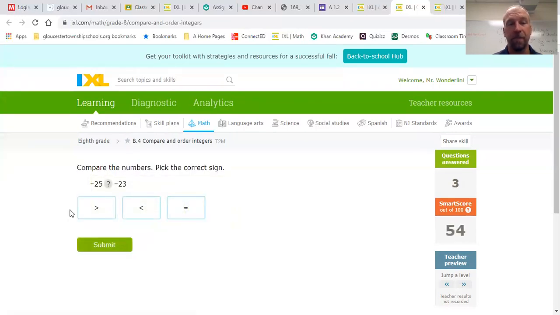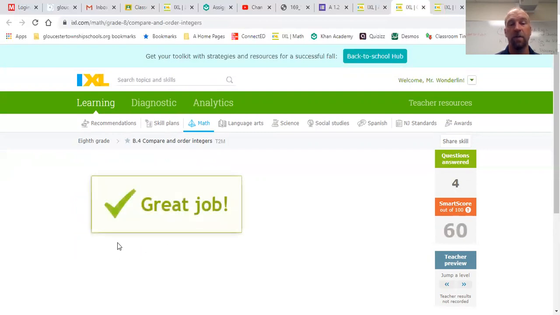All right, negative 25, negative 23. This is where it gets confusing, or not confusing. A larger negative number is actually even smaller than a smaller negative number, because the negative 25 is further to the left on the number line than negative 23 would be. Owing $25 is more than owing $23. So it's even less. You're even more in debt. So negative 25 is less than negative 23. All right?